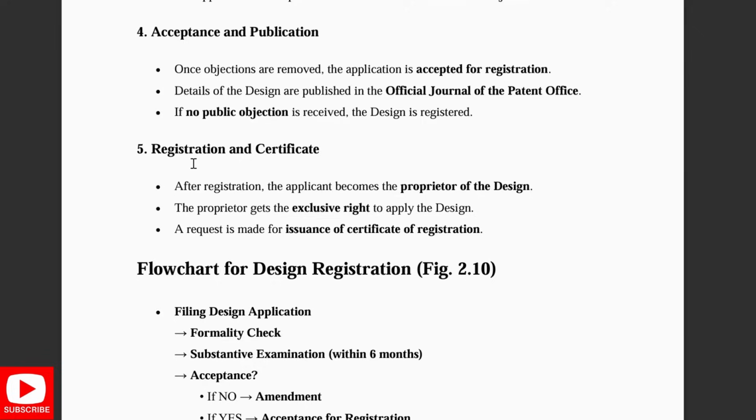Registration and certificate. After registration, the applicant becomes the proprietor of the design and gets exclusive rights over the design. A request is made for the issuance of the certificate of registration, and they will give it.